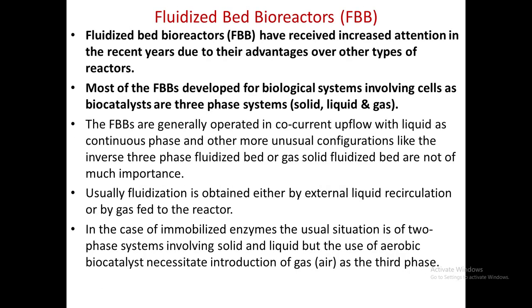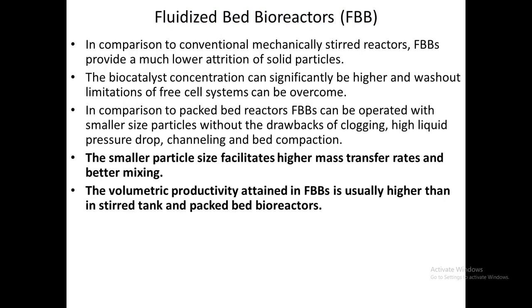Fluidized beds have received increased attention in recent years due to their advantages over other types of reactors. Most fluidized bed bioreactors developed for biological systems involve cells as biocatalyst and are three-phase: solid, liquid, gas. They are generally operated in co-current flow with liquid as the continuous phase. Other unusual configurations, like the inverse three-phase fluidized bed or gas-solid fluidized bed, are not of much importance. Usually fluidization is obtained either by external liquid recirculation or by gas fed to the reactor. In the case of immobilized enzyme, the usual situation is a two-phase system involving solid and liquid, but the use of aerobic biology adds the third phase.